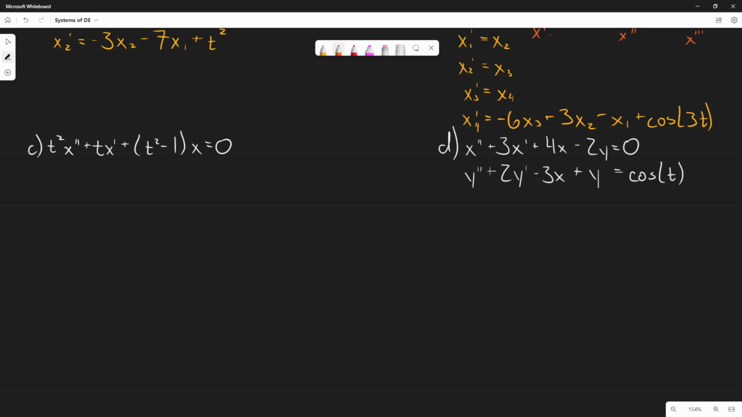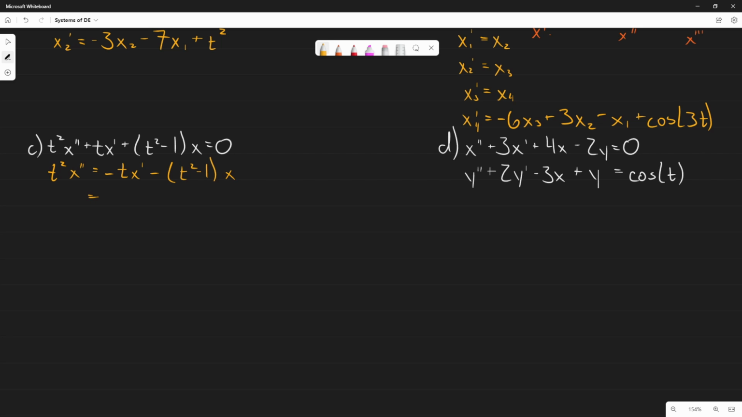So this one is t squared x double prime plus t x prime plus t squared minus 1, all multiplied by x, and is equal to 0. But even though this looks weird, the same method applies. We're going to move everything that's not the highest order to the right side. So this would be t squared x double prime is equal to negative t x prime minus t squared minus 1 times x.